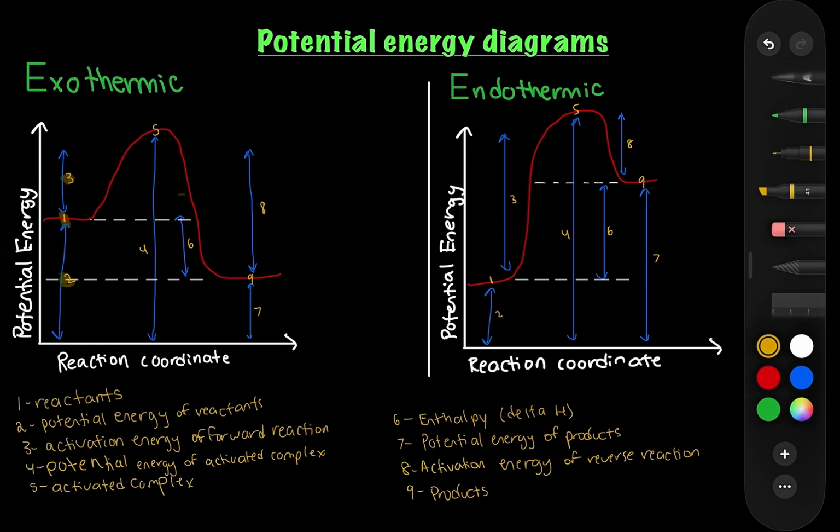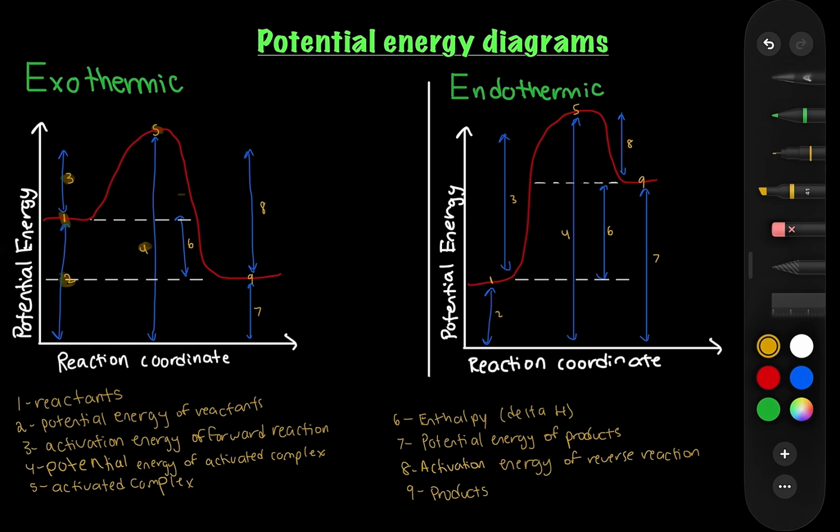Moving on, we have number 4, our potential energy of activated complex, which is just stored energy of the activated complex, which is number 5. But what is an activated complex? An activated complex is the maximum energy. It's a transition stage, but it's very quick and it's very unstable. It's where old bonds are breaking to form new bonds.